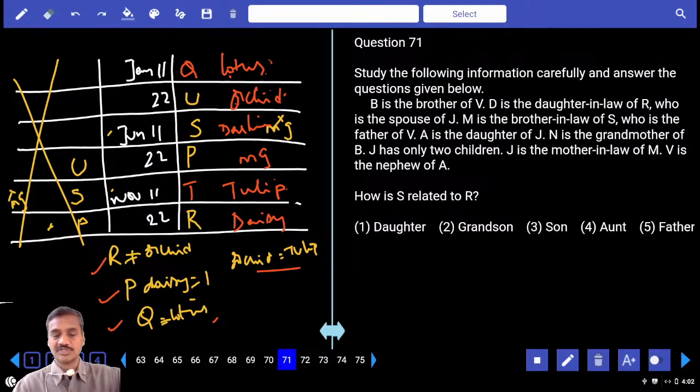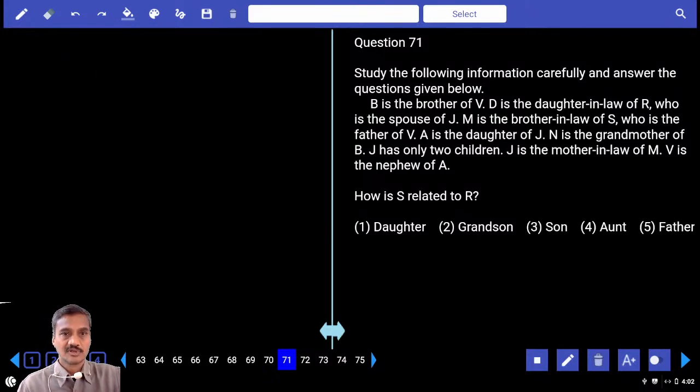Now blood relations definitely come under the first priority. Clear? Then E is the brother of B. How to represent this one? This B. Now E is the brother of B. B and V are siblings to each other, out of which B is a male.